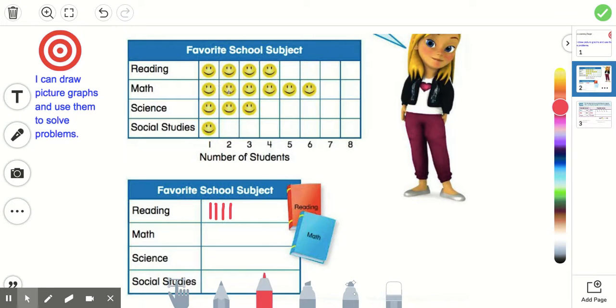Now let's look at math. There are 1, 2, 3, 4, 5, 6. So 6 tallies. 1, 2, 3, 4. Remember when we're tallying, the fifth one goes across. So 5, 6. Science, 1, 2, 3. And social studies, 1. All right, so what we did here was used this picture graph to create the data table.